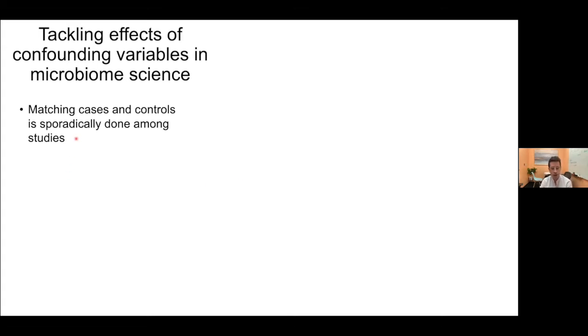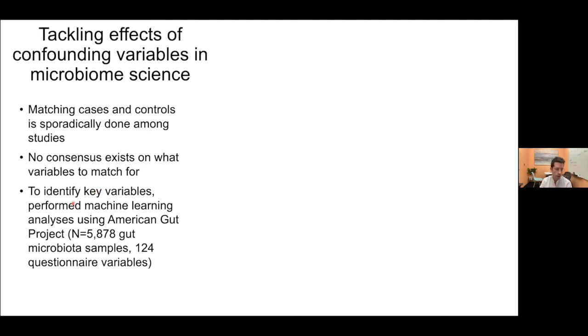And we actually found that in even high impact Nature, Cell, Science studies, matching cases and controls for confounding variables was sporadically done, and sometimes not at all. And importantly, there seemed to be no consensus on what variables to match for. Each study seemed to match for different variables. And so yeah, we wanted to rigorously identify potential confounding variables.